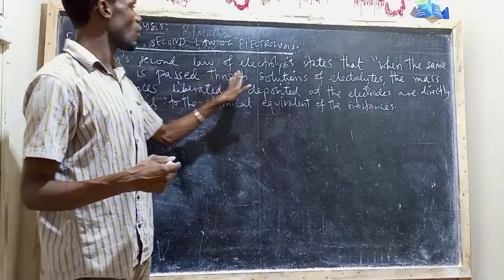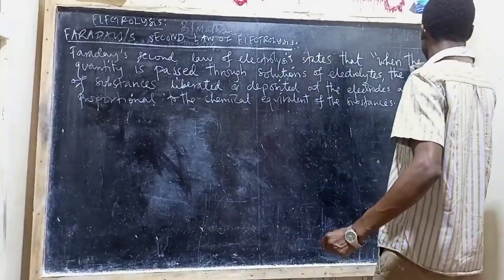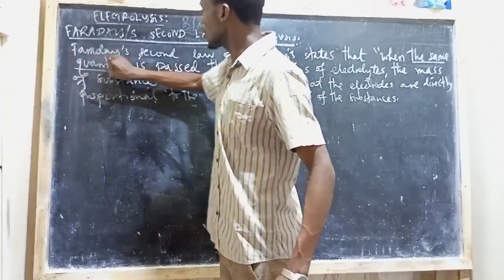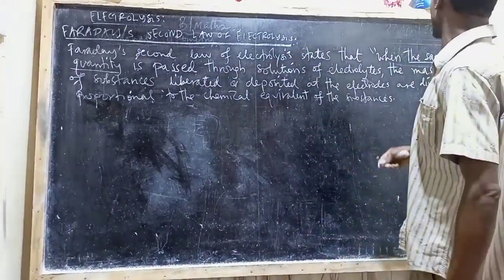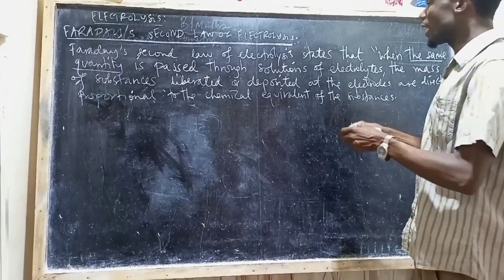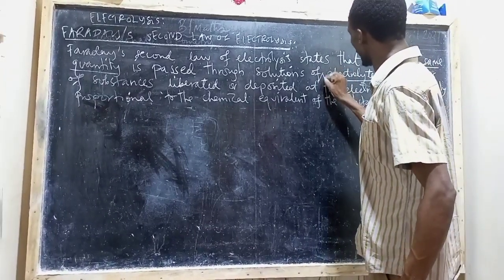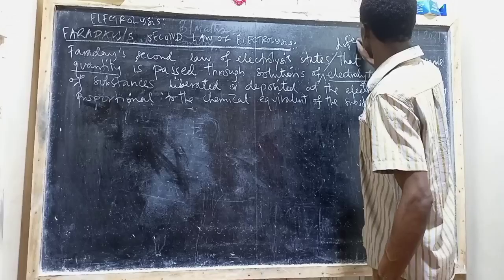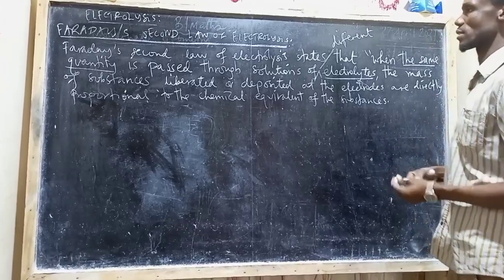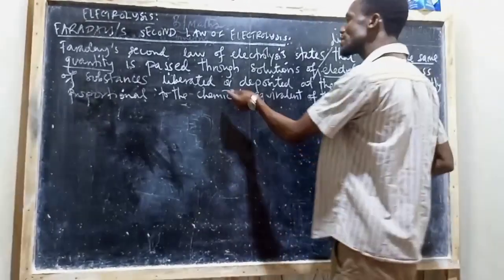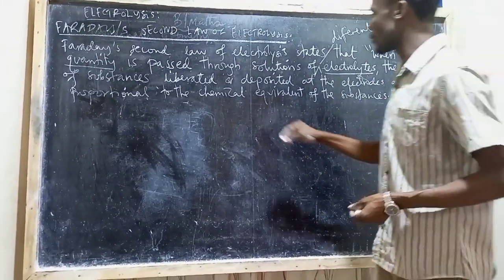Now, Faraday's second law of electrolysis states that when the same quantity of electricity is passed through a solution of different electrolytes, not one electrolyte but different electrolytes, the mass of the substance liberated or deposited at the electrodes is directly proportional to the chemical equivalents.